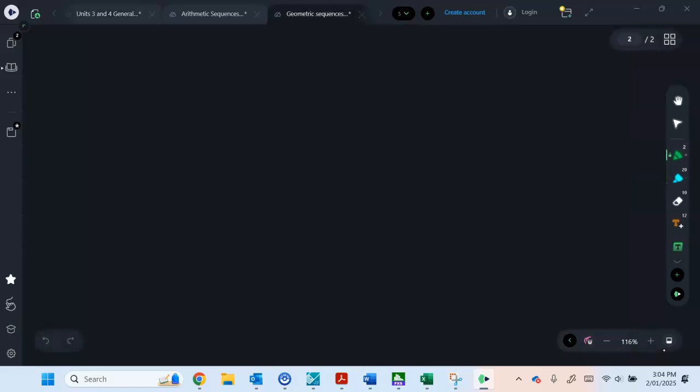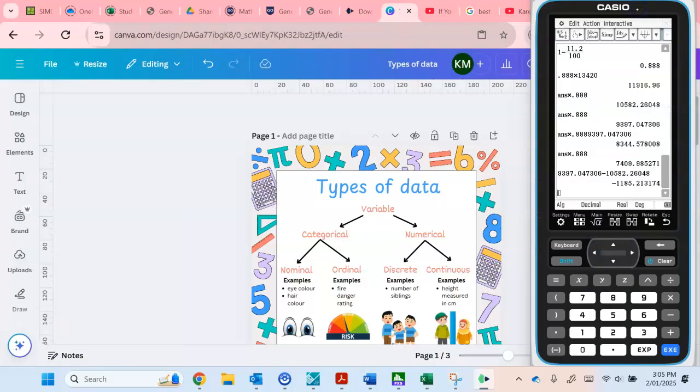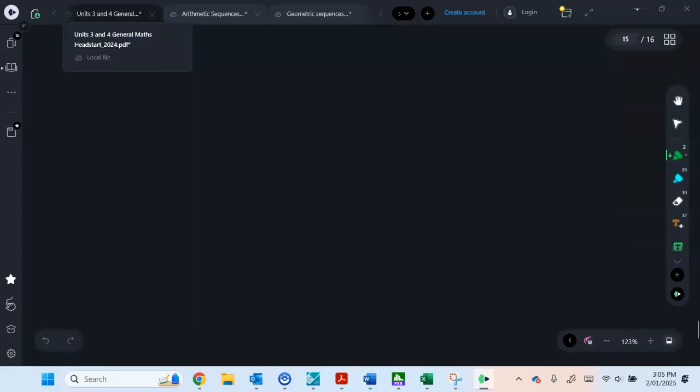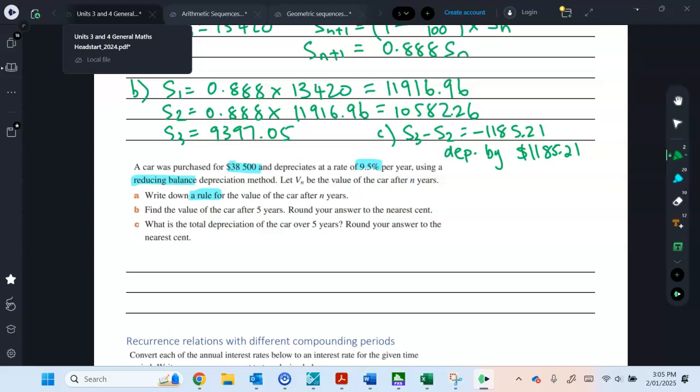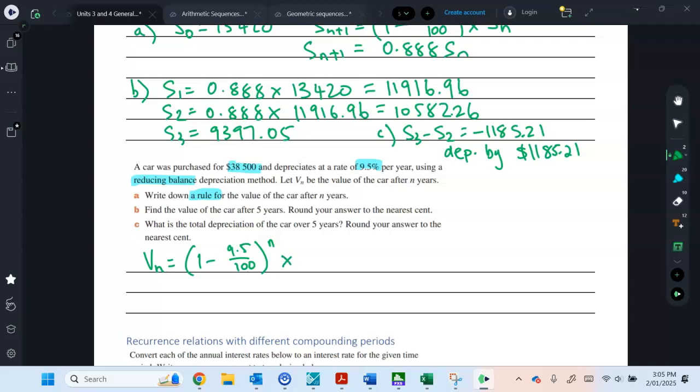So I would go to my notes just to make sure I don't get it wrong. So here's our rule here. So Vn equals r to the power of n times V0. No, I lost all train of thought. And it wasn't V, was it? No, it is V. Vn equals our value of r, which was 1 minus 9.5 over 100 to the power of n times V0.